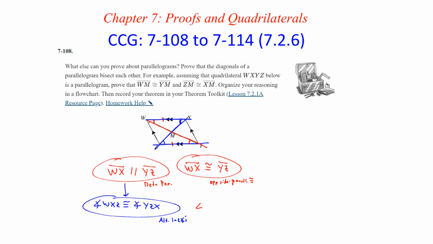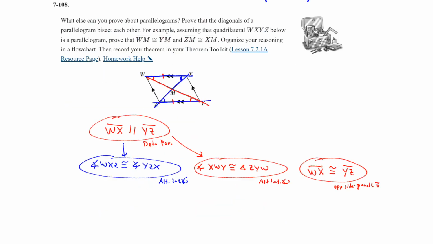So we also know that angle XWY is congruent to angle ZYW. And once again, that's because of alternate interior angles. So that comes off of the parallel lines again.